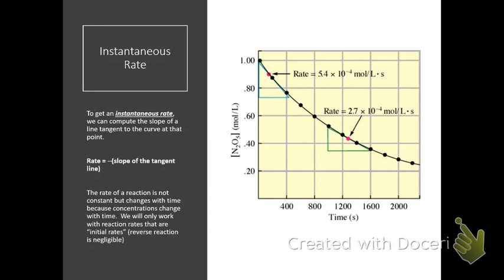Okay? So instantaneous rate is, we compute the slope of a line tangent to the curve at that point, and the rate is equal to the negative slope of the tangent line. The rate of the reaction is not constant but changes with time, because concentrations change with time. So we're only going to be working with rates that are initial rates. Okay, so we're going to ignore the reverse reactions, because it's just easier for us to work with the initial rates and see what happens.